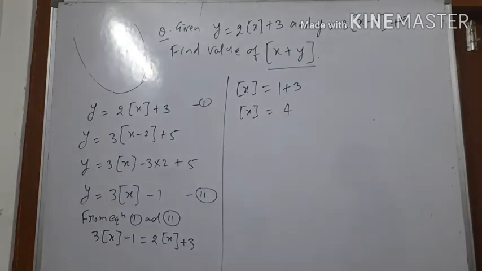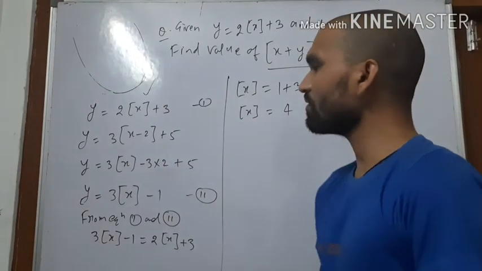Okay students, here the value of greatest integer x is 4. So we can find the value of y.